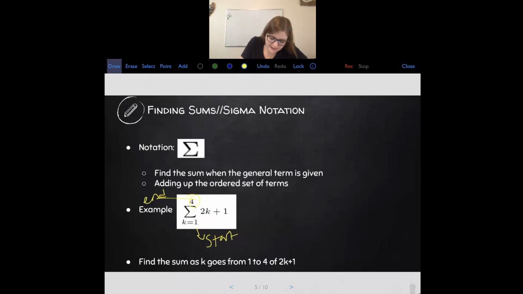And then inside is our formula for the general term. Okay, so by substituting k as 1, we'll get the first term. By substituting k as 2, we'll get the second term, and so on and so forth.